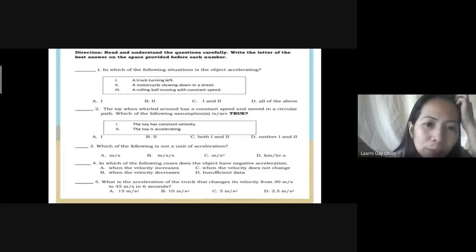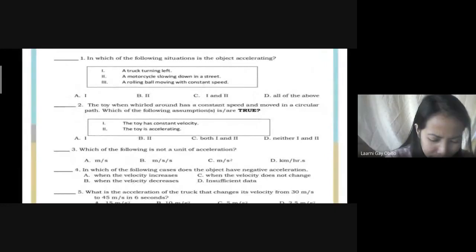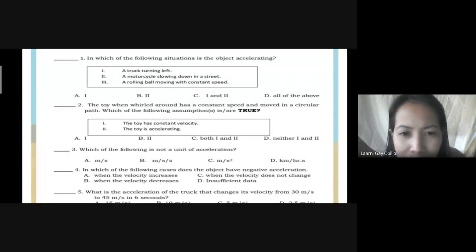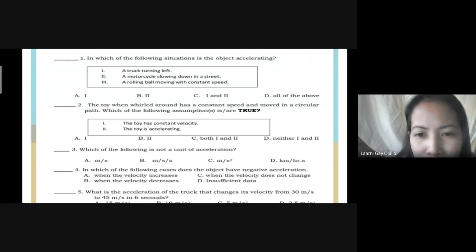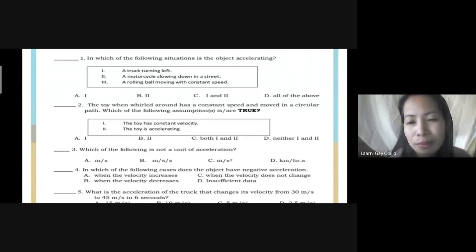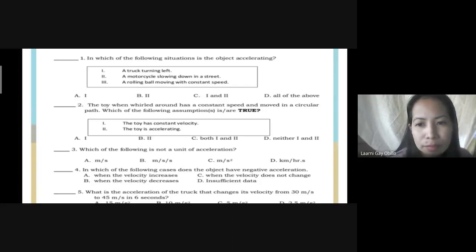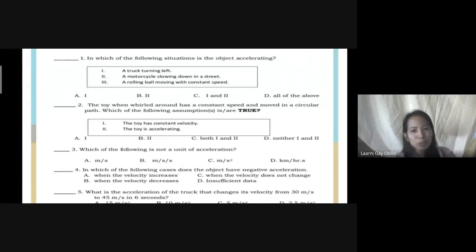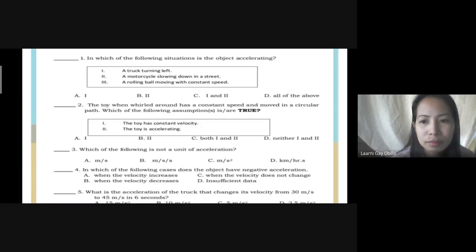Okay, for number 3, which of the following is not a unit of acceleration? A, meter per second; B, meter per second; C, meter per second squared; or letter D, kilometer per hour and seconds. Which is not a unit of acceleration? A, B, C, or D? Ano nang nangyari sa inyo? Just type in your answer, class. Don't be shy. Okay, answer is letter A. Very good, Ken Mark.